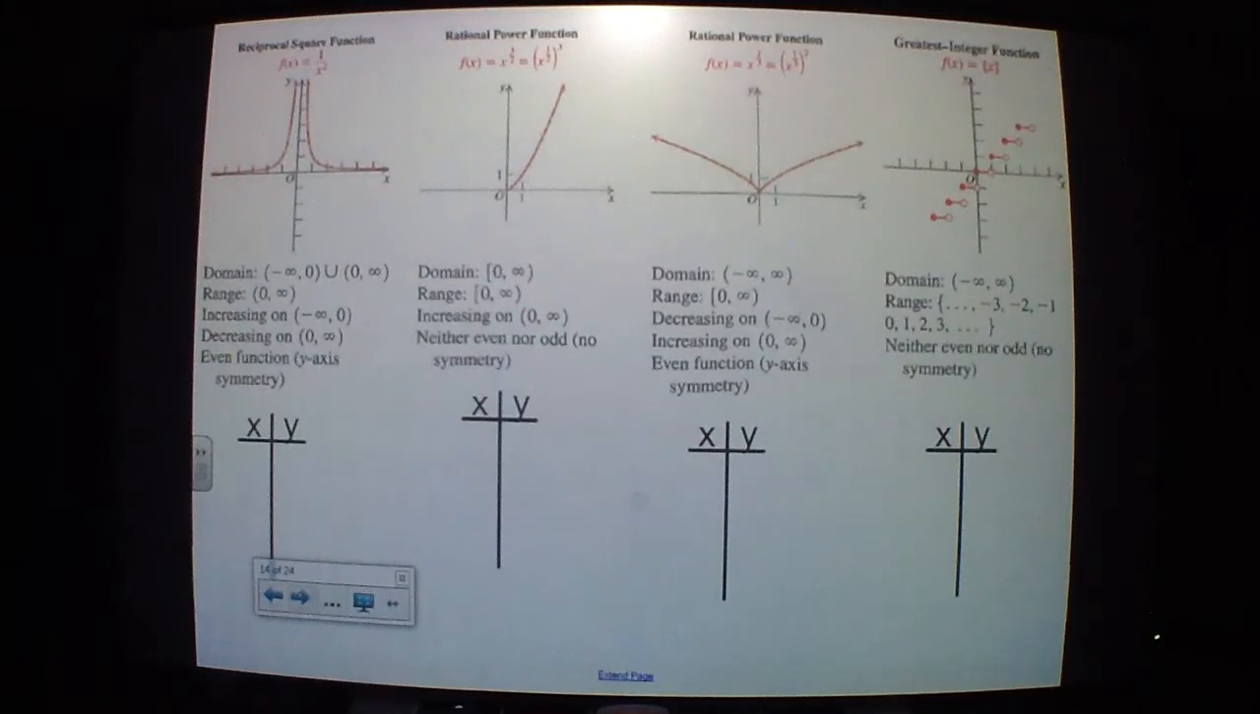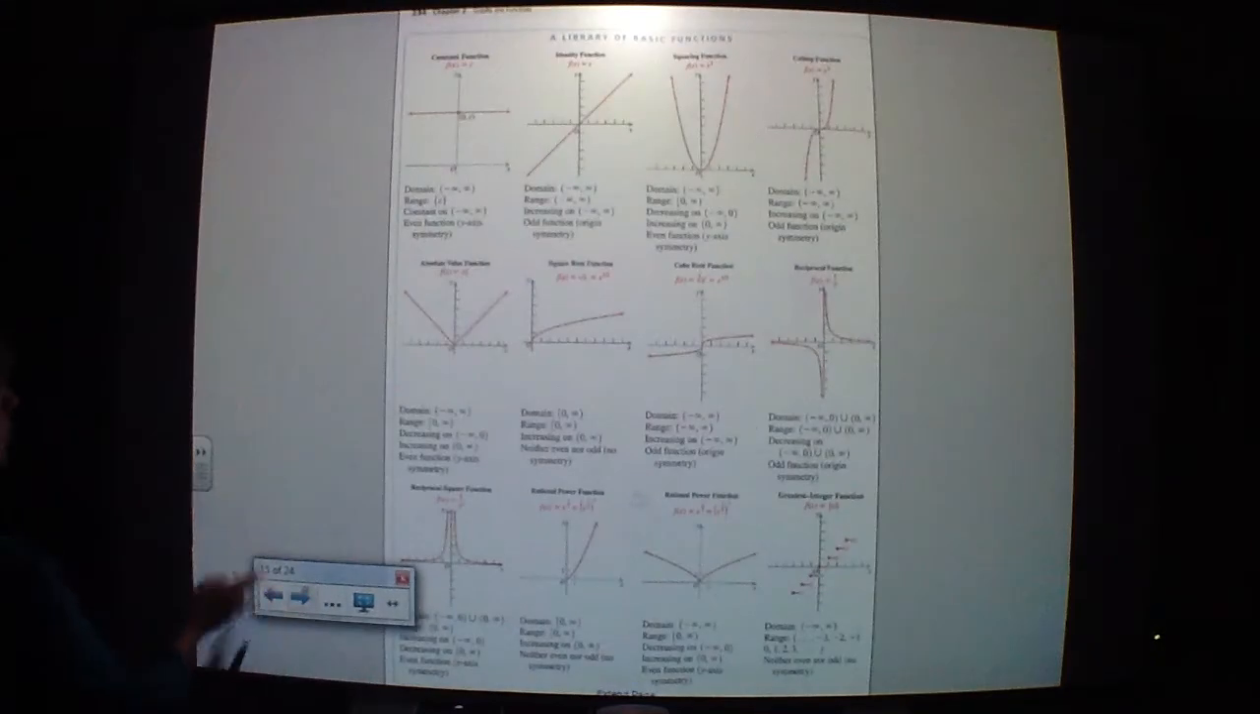And here are some more functions you should be able to graph. 1 over x squared, the reciprocal square function. X to the 3 halves power. You can look at it as the square root of x, quantity cubed if you want. X to the 2/3 power. So you should be able to graph all these, and the greatest integer function. These are in your book, page 234. So make sure you know these graphs.